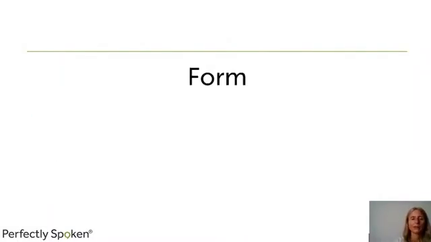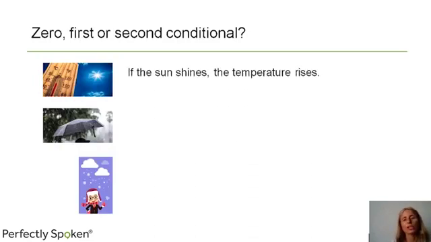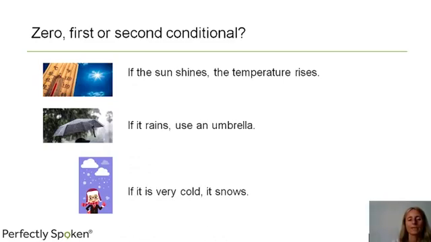So, first of all, let's focus on form. So, form of the zero, first and second conditional. Let's see what you can remember. I'm going to show you 3 sentences using one of the conditionals, and I'd like you to identify which conditional it is. So here are the first 3, and are these zero, first or second conditional? If the sun shines, the temperature rises. If it rains, use an umbrella. If it is very cold, it snows.